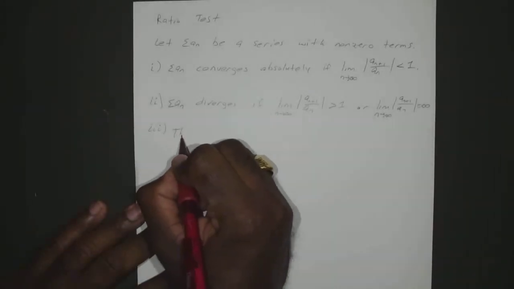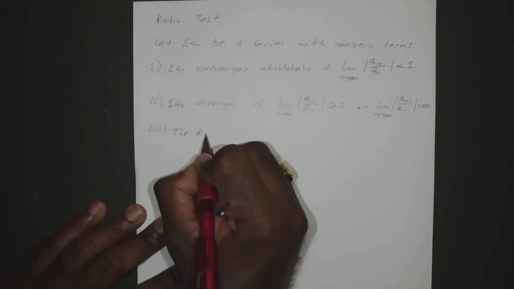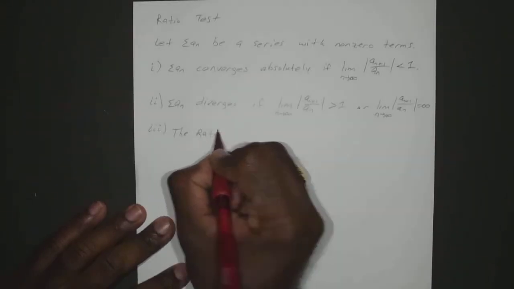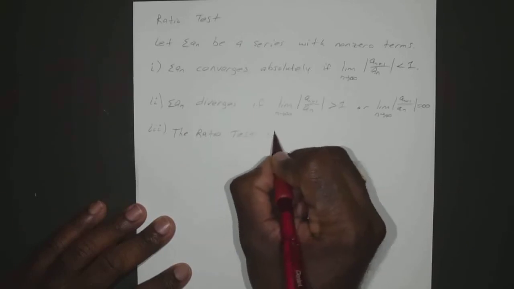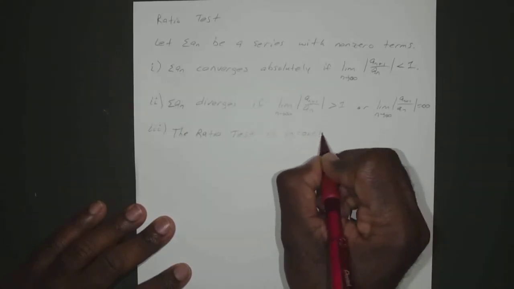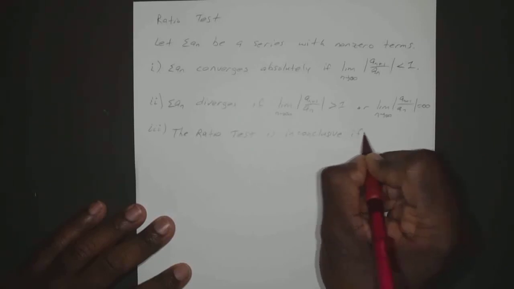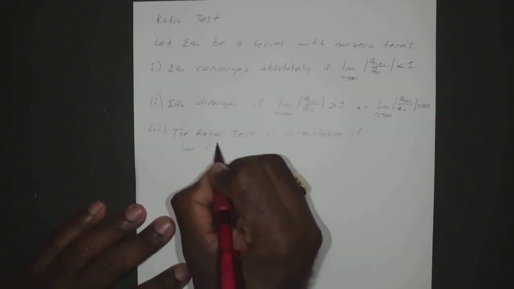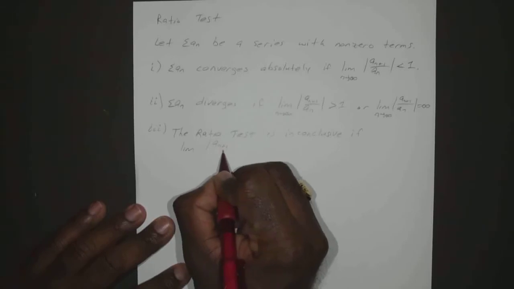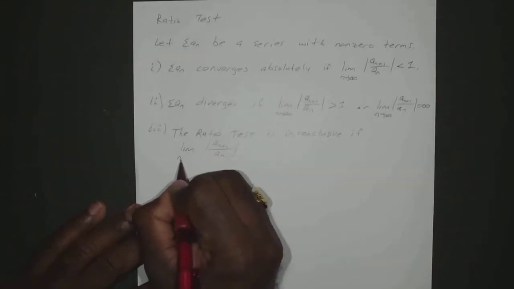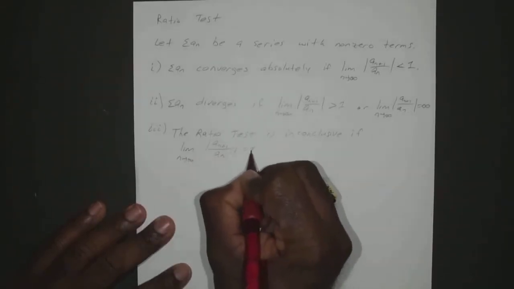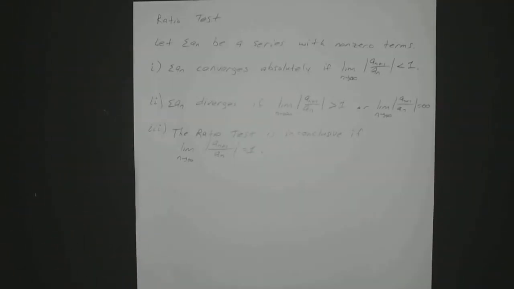Okay. Now the ratio test is inconclusive if the limit of the ratio is equal to 1. That just means you have to use another test. And the proofs will be on the notes when I scan them, so if you want to see those, more than welcome.